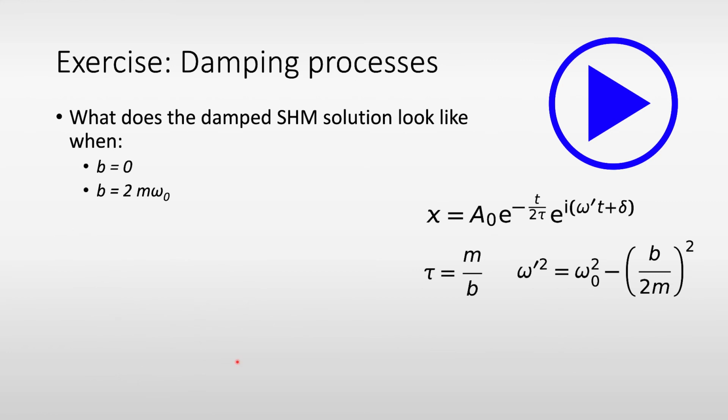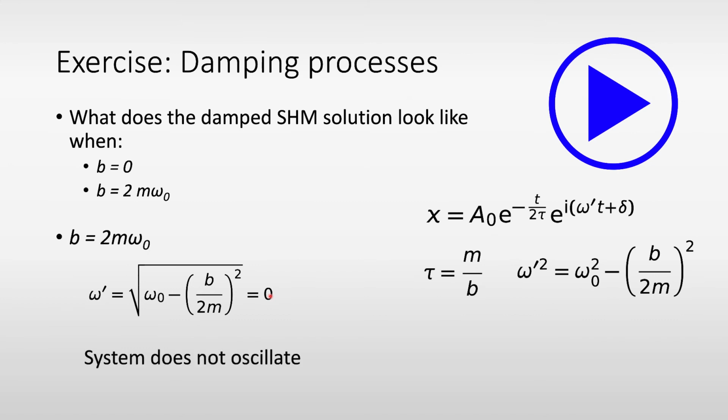What about when b is equal to 2m omega 0? Again, we put the values in. If we say that b is equal to 2m omega 0, we get omega prime is 0. And that means what we end up with is a non-oscillating system. There is no period of oscillation. There is no angular frequency. So the system is damped to such an extent it doesn't oscillate.